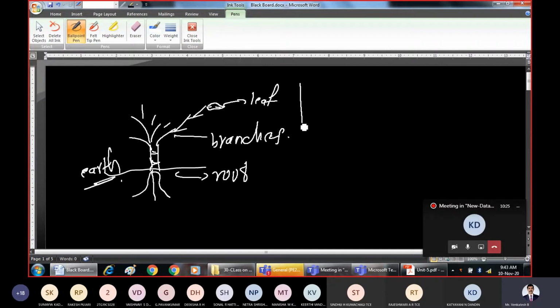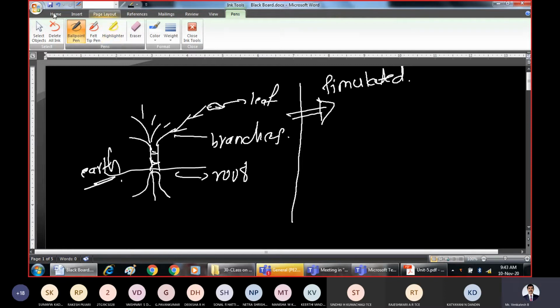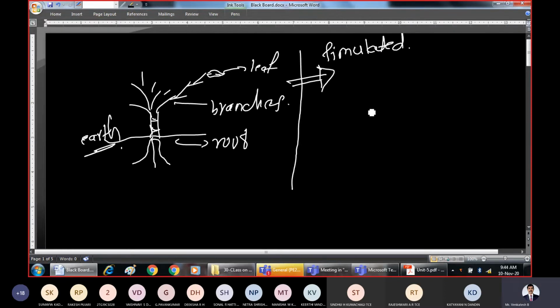Now in our data structure subject, the tree is simulated on this real life tree. That means we take a tree as a data structure which consists of a root and then different branches, and here we consider them as nodes. But the only thing is, in our data structure subject we treat it in a reverse way. The bottom will be the top and the top will be the bottom. That is treated in an inverse manner.